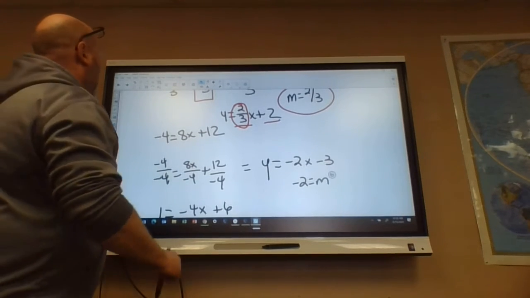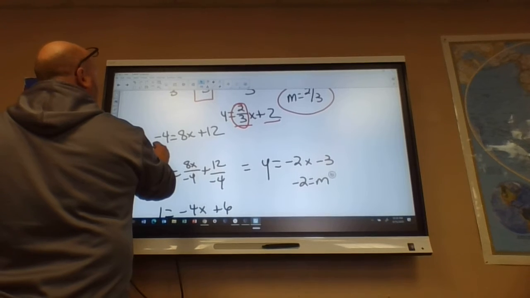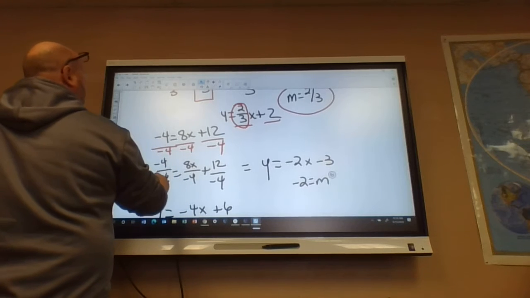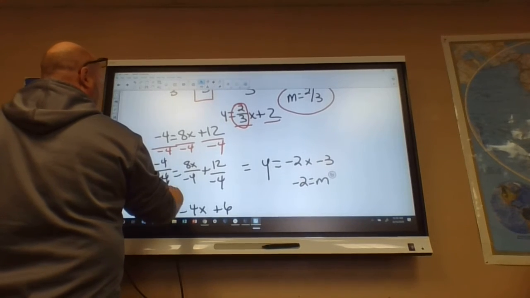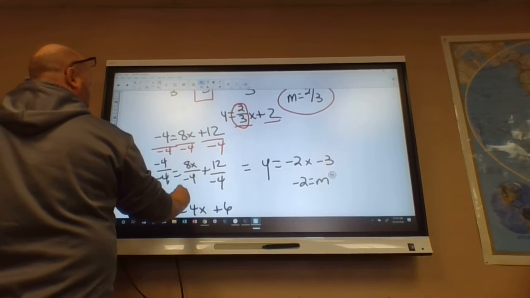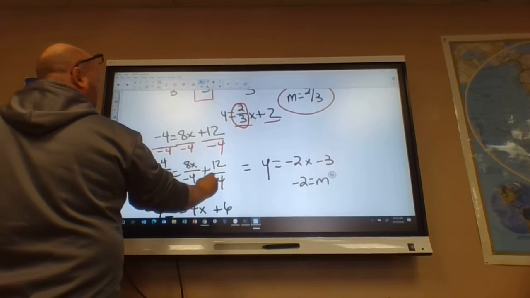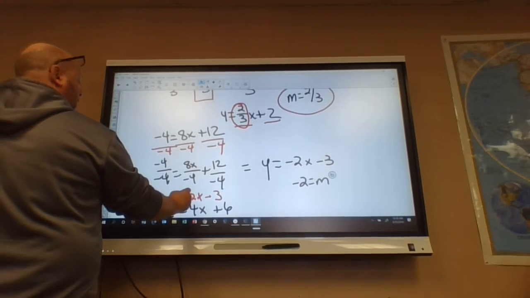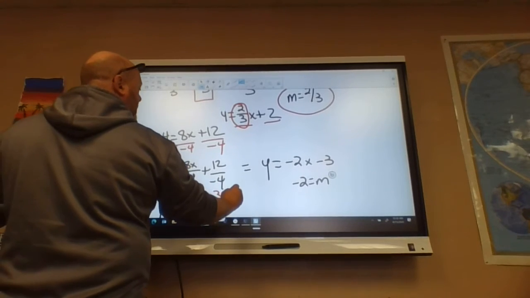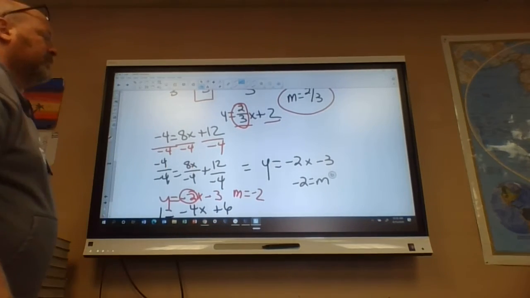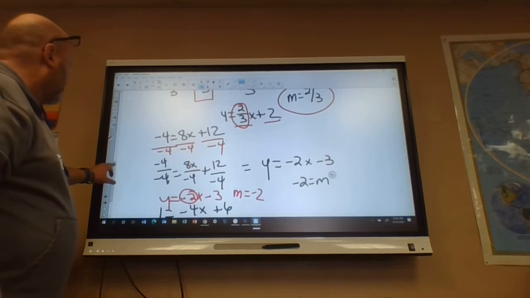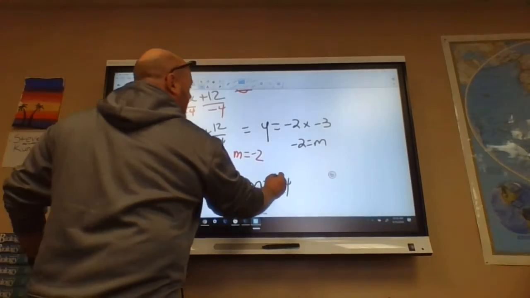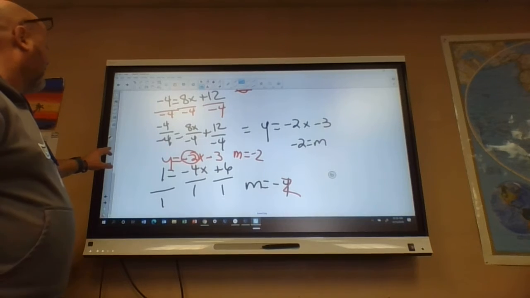Now I have another example of that. -4y equals 8x plus 12. I divide everything by -4. -4 divided by -4 gives me my y. 8 divided by -4 gives me -2x. And 12 divided by -4 gives me -3. So the number in front of my x is -2, so my slope is -2. Basically, that's all you're doing, is figuring out your slope on that one. And this should say -2, not -4, because 8 divided by -4 is -2.